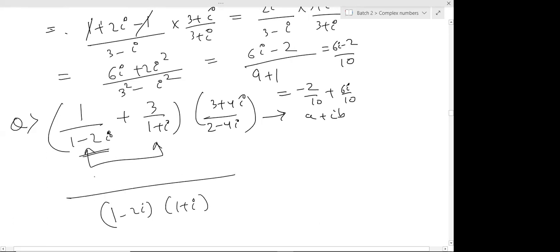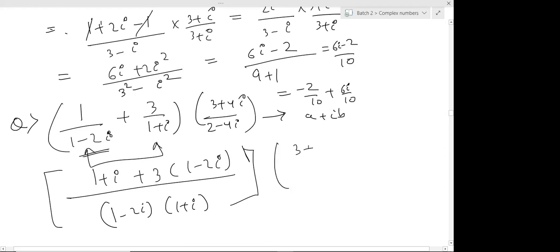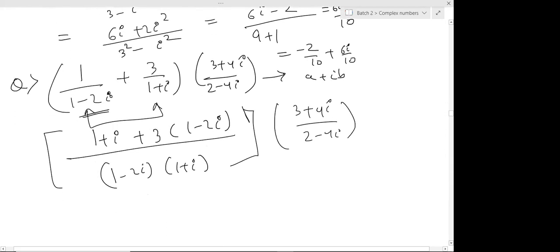like this, right? Here, this will be 1 plus i plus 3 into 1 minus 2i. Right? Sir, I mean this one itself. Okay, this one only. All right. So, okay, after this? After this, we have to multiply the other side with 2 plus 4i. But we can do that in a later stage, all right? First, let's simplify this thing.